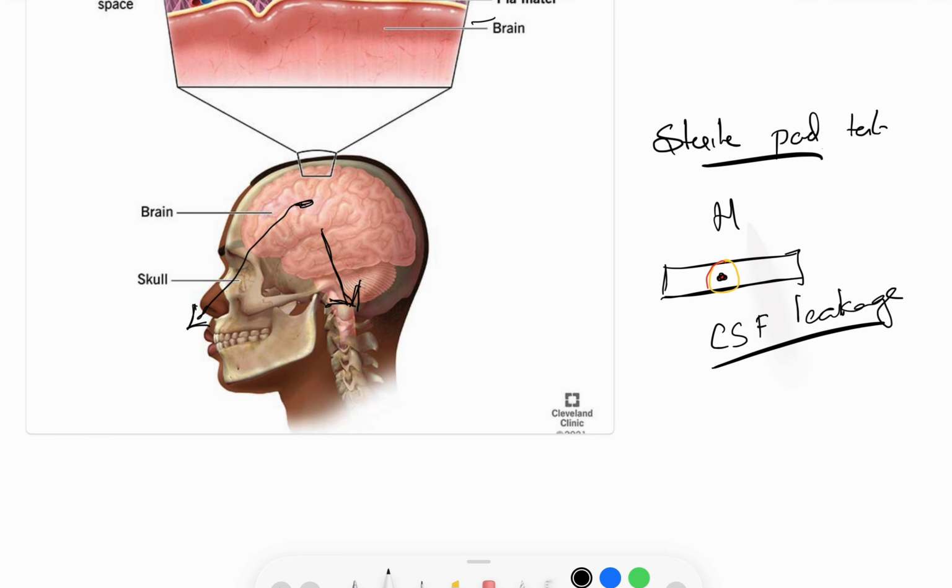The name of this sign is Halo sign. Remember, this is Halo sign. It's a yellow circle and a red dot in the middle of the yellow circle. This is called halo sign. And this halo sign is used to identify or confirm the CSF leakage from the patient's brain. Halo sign can be seen in the patient who is having otorrhea and rhinorrhea, where they are having a CSF leakage.